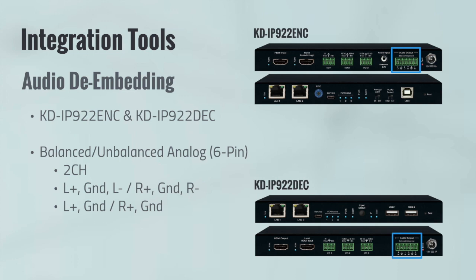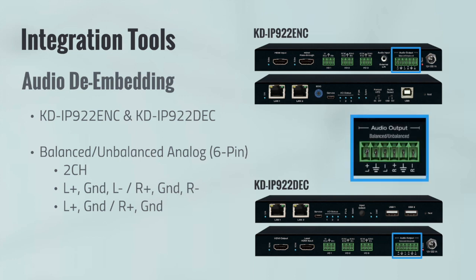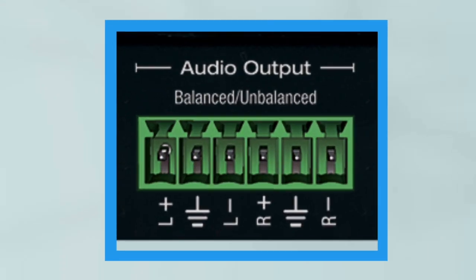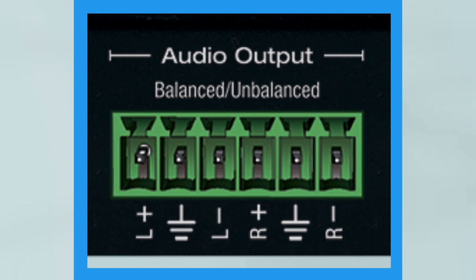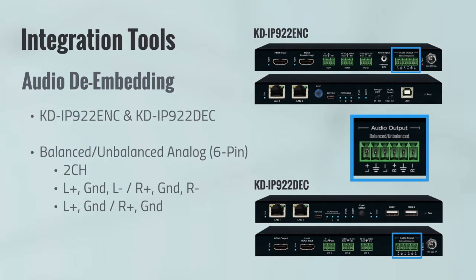Both the encoder and the decoder side have audio de-embedding. On a 6-pin Phoenix connection, you can connect positive, negative, and ground for each channel, or just go with positive and ground if you're going unbalanced.